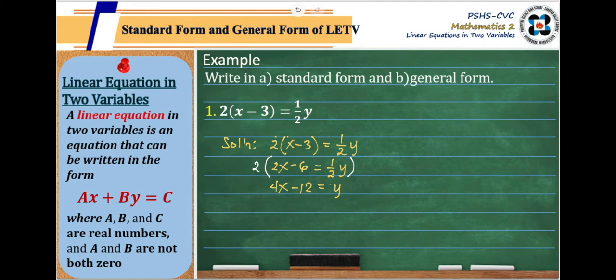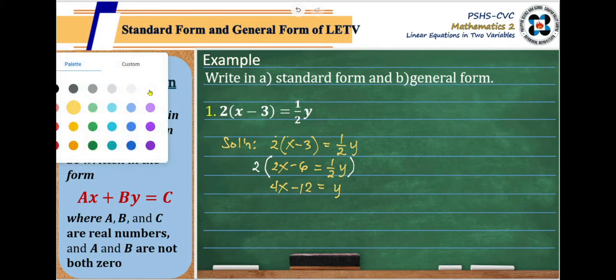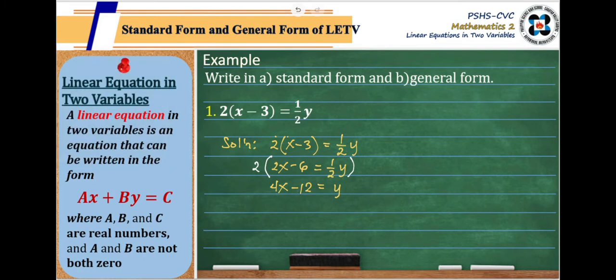Which is simply equal to y. And then for the standard form, remember that all the variables should be found on the left side of the equation. And then on the right side, we should see the constant term. So for this equation, we need to transpose y to the left side and then negative 12 to the right side. So it's the same as subtracting y from the two sides and then adding 12 to both sides. So what do we have?